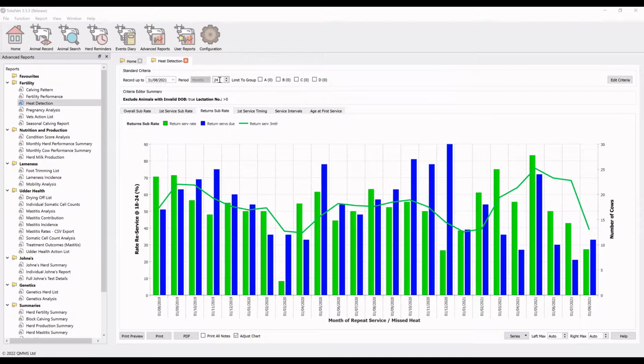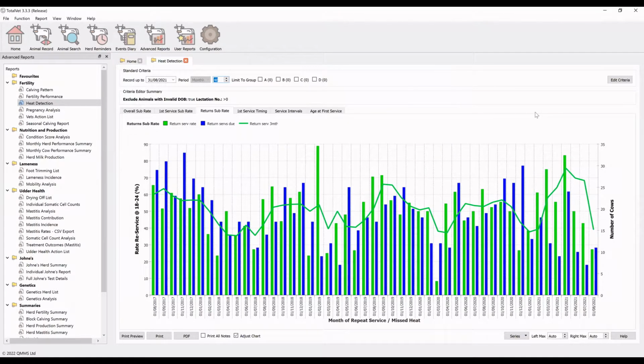So for example, instead of looking at over 24 months, we might choose to look at submission rate over 48 months, so 4 years. And TotalVet is now recalculating the submission rate over a longer period of time. We may also want to change the way we're calculating average submission rate. So we might want to move it to a rolling 12-month submission rate rather than a rolling 3-month submission rate. Here we can see this flattens out the general submission rate over the last 4 years.